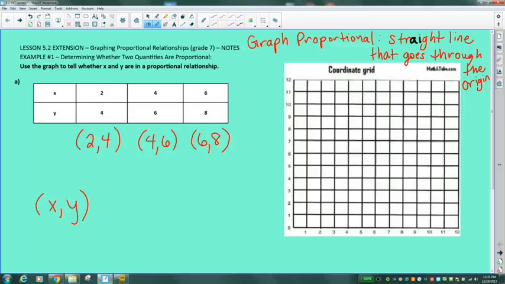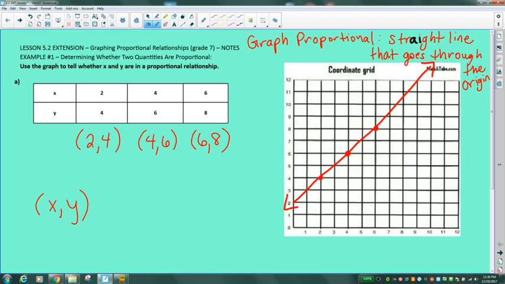So to graph 2, 4, I'm going to go over 2 on the x-axis and up 4 on the y and put a point. To graph 4, 6, I'm going to go over 4 on the x and up 6 on the y. And then the third point, 6 over and 8 up, and put a point. And then I'm going to grab a ruler or a straight edge, and this is really important, especially if it's questionable whether it's crossing through the origin. I'm going to connect the points and extend the line beyond them, with arrows continuing to make the line extend below and above.